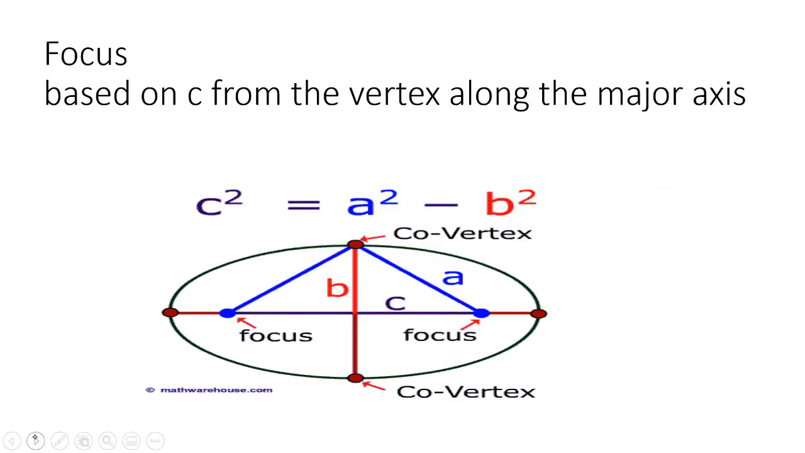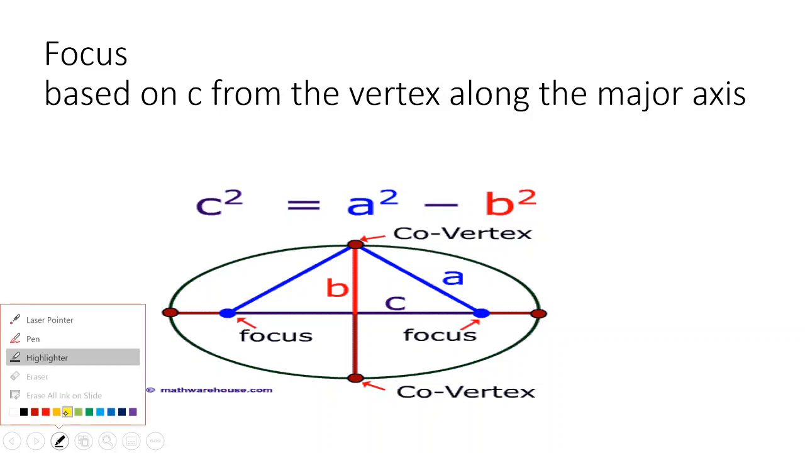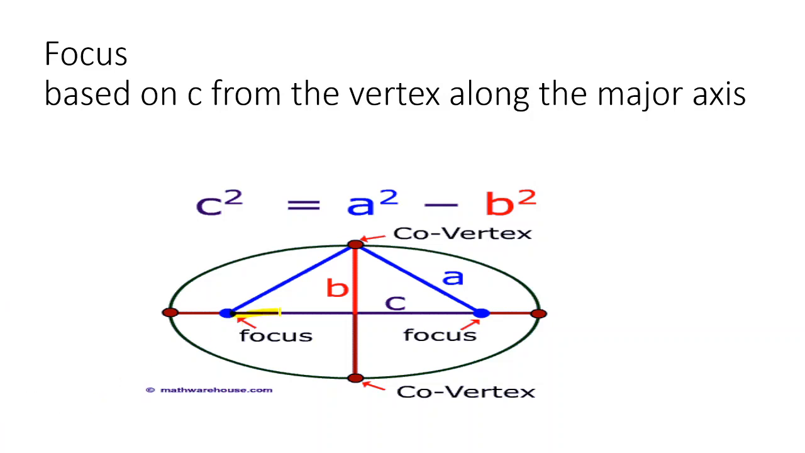So here you can see I have clearly labeled where the focal points are. And I'm going to keep my highlighter out here and show you the distance C, the focus. What is important about C is that it tells us the distance from the center, the H, K value, to the focal points of the ellipse. That's what C does.